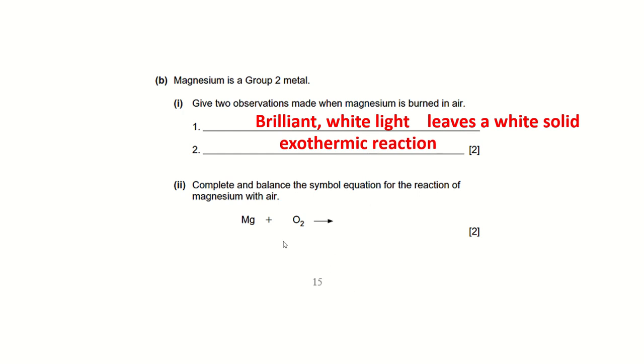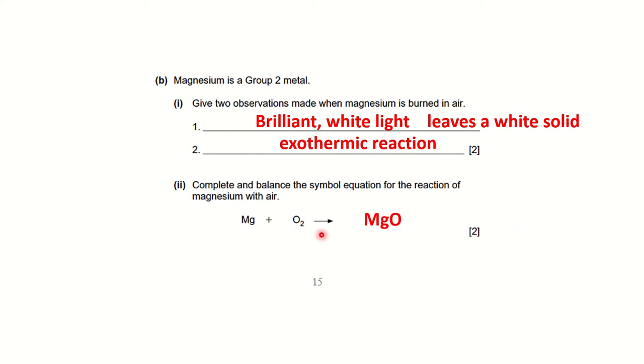The symbol equation, Mg plus O2. Now keep in mind that we have to work out the formula. So magnesium atoms, Mg, is group 2, so plus 2. Oxide would be an oxygen atom, O, and then it's in group 6, so minus 2. So Mg plus 2, O minus 2 means the formula is MgO.